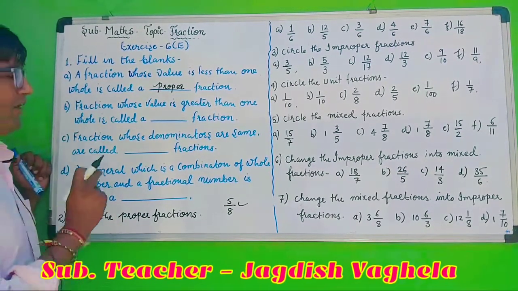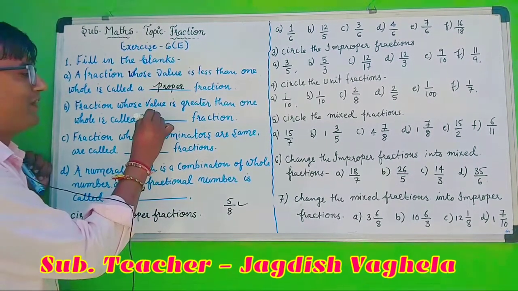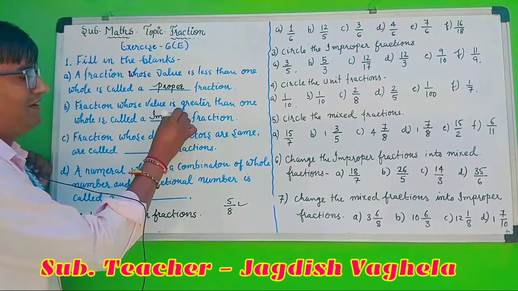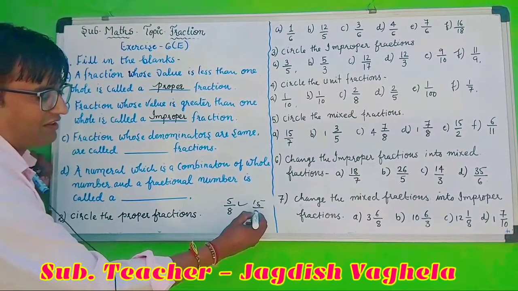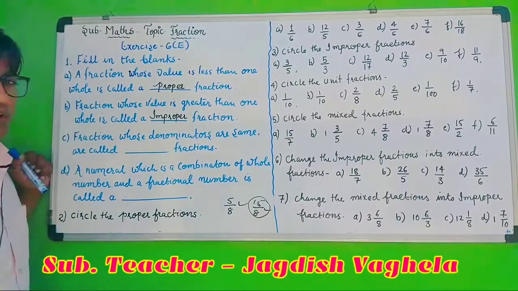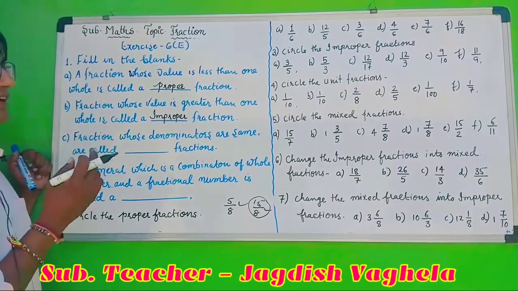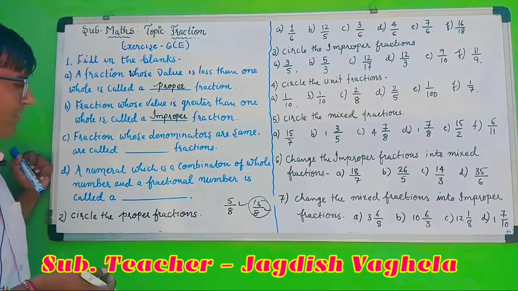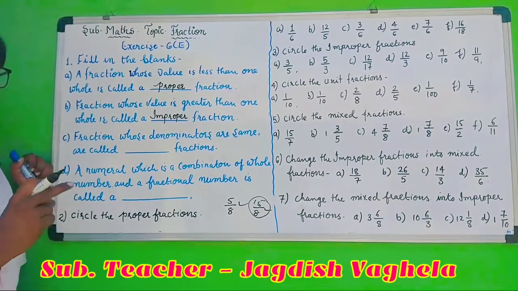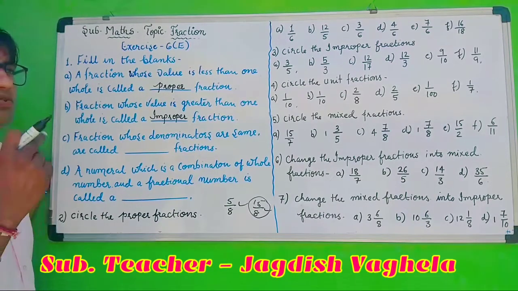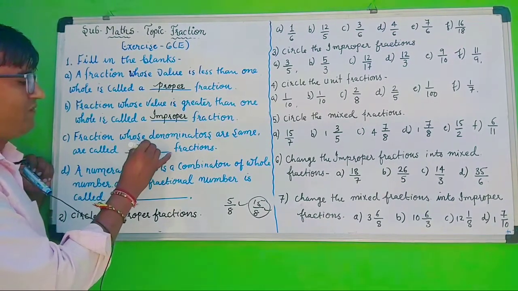Next question. A fraction whose value is greater than 1 whole is known as an improper fraction. Children, we have learned that the numerator is greater than the denominator in such a fraction, known as an improper fraction. Then, fractions whose denominators are the same are known as like fractions.